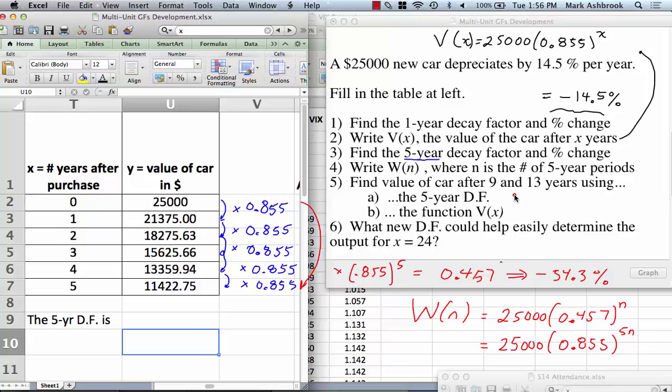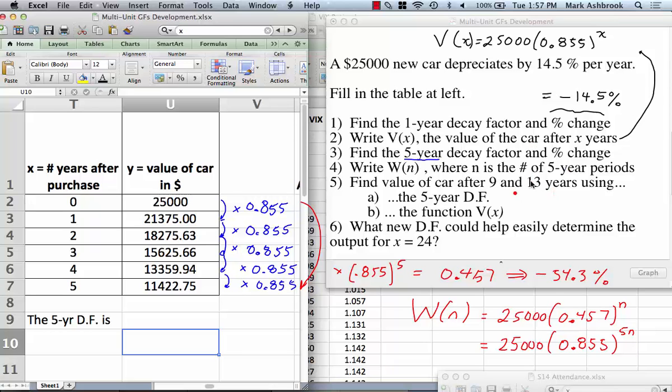I know Christian knows. Anybody? Does the 5-year decay factor only work on the initial value to find the value 5 years later? So if we wanted to find the value at 9, how could we use the 5-year decay factor? Nina? You would take the value of the car after 4 years, and then you would multiply that by the 5-year decay. Would that work? So we took the value at 4 years and multiplied by the 5-year decay factor. It's going to give us the value of the car 5 years later, or in other words, in year 9.